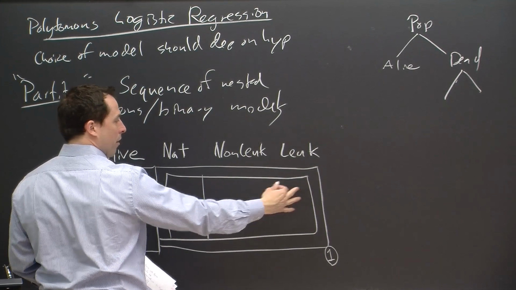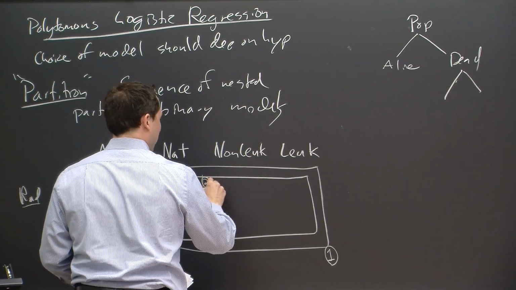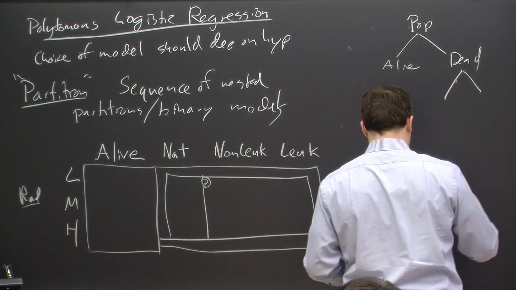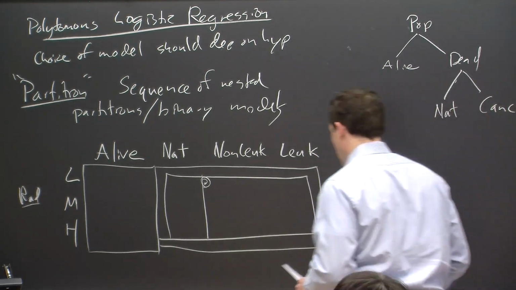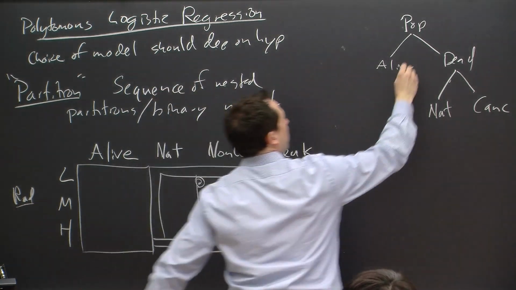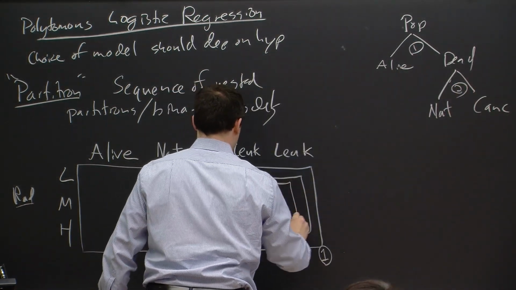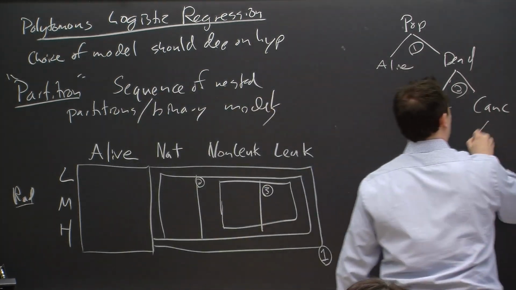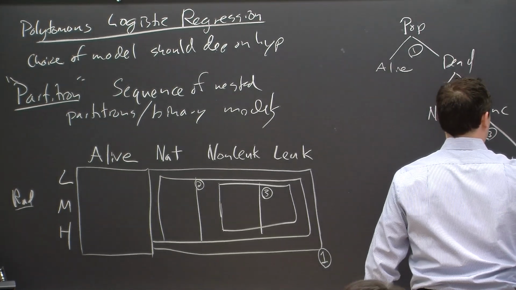And then inside one part of that table, we make another split into natural and cancer. So let's call this split 2. That's nested, so that's natural versus cancer. And then inside cancer, we make a final split. So this is 1, 2, 3. And this third one splits into leukemia and non-leukemia.